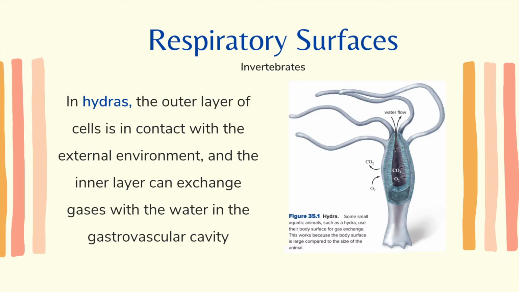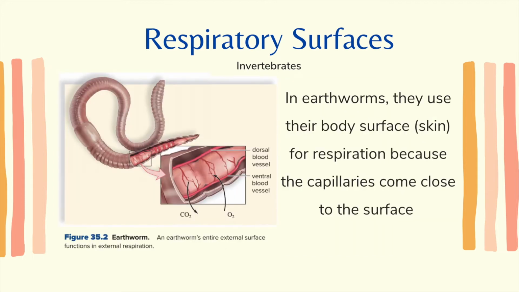We now identify examples of respiratory surfaces that different animals use. In simple animals like Hydra, every cell in the body is close enough to the external environment that gases can diffuse quickly between any cell and the environment. For earthworms, the skin serves as a respiratory organ. A dense network of capillaries in the skin facilitates the exchange of gases. Since earthworms are terrestrial invertebrates, they keep their body surface moist by secreting mucus.